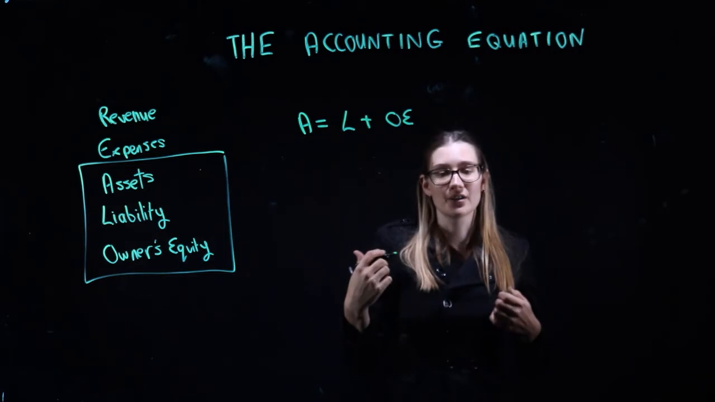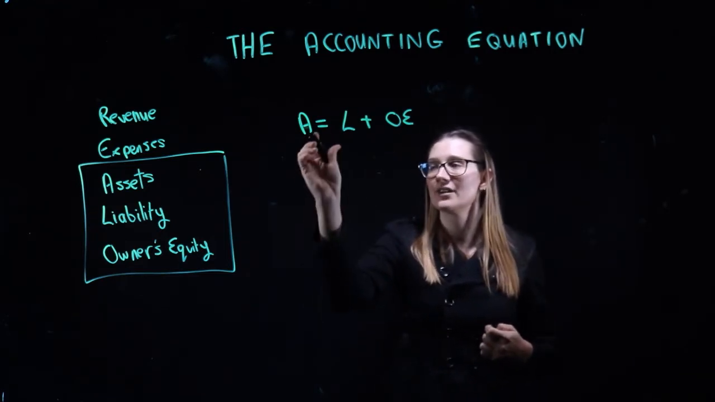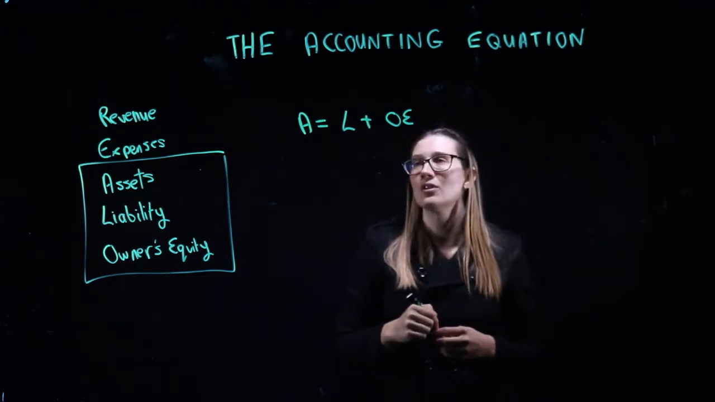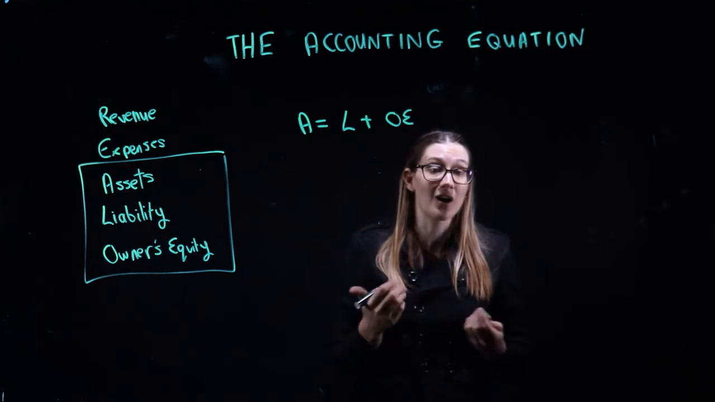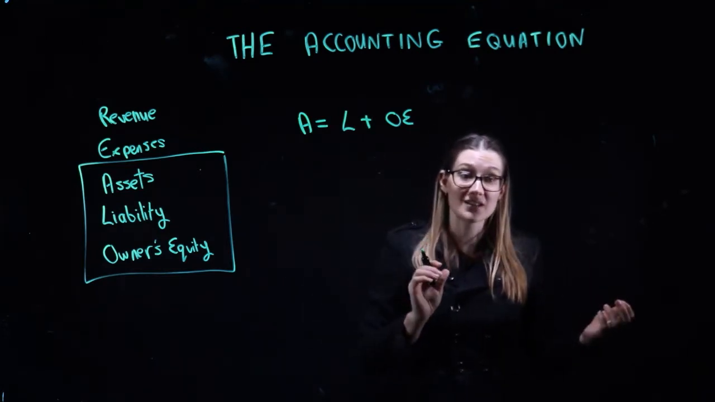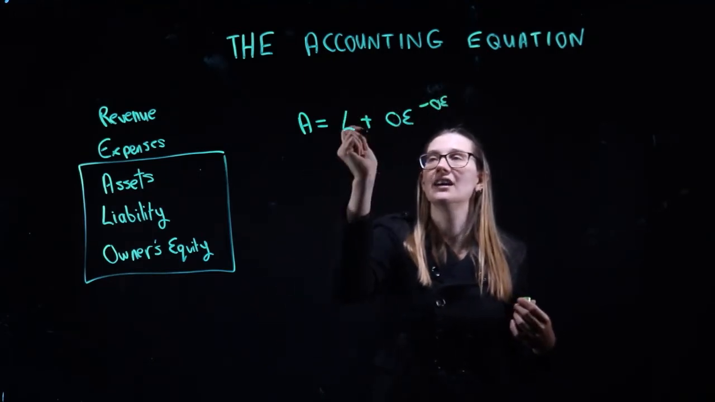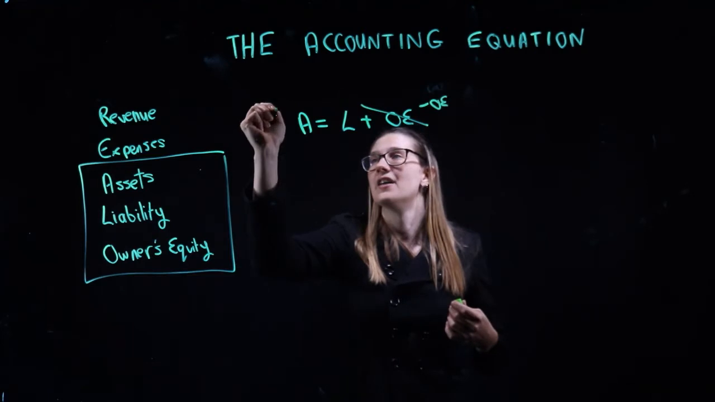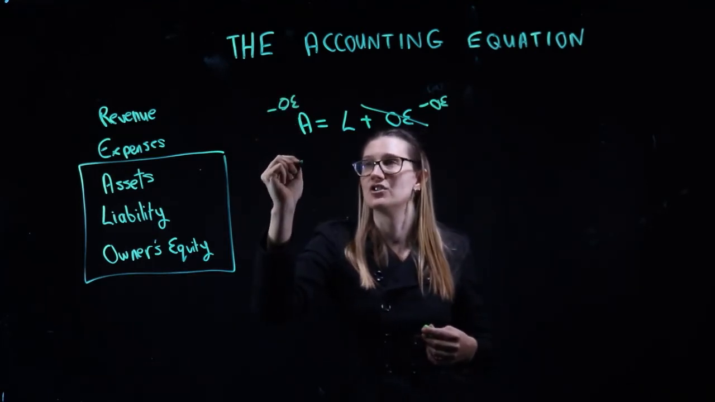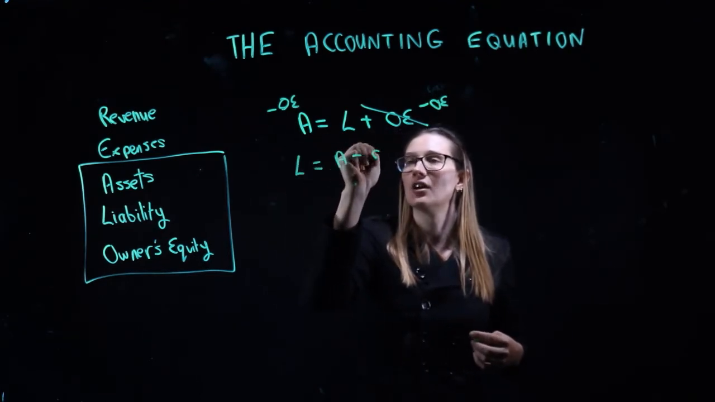But you can also rearrange this mathematically because I can get either one of these things on the other side by moving it over. So say I want to have liabilities on its own. I want to find out what is owed to other people. Remember in algebra, what you do to one side, you do to the other side. So if I minus owner's equity over here, that cancels this out, and then I can minus owner's equity on this side. So now my equation would be liabilities is equal to assets minus owner's equity.